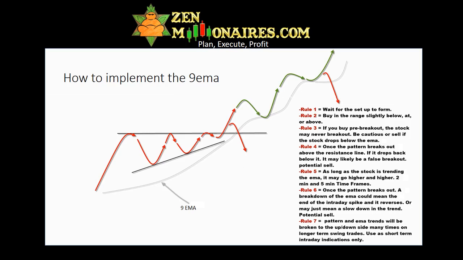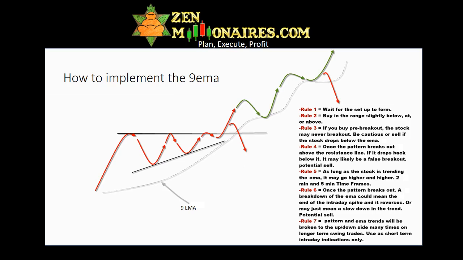Rule number 2, I like to buy in the range slightly above the line or above the resistance, maybe just a little bit below if I see the volume rising a lot. But usually I wait until there's a breakout on the line of the resistance. Rule number 3, if you buy pre-breakout, like I said, the stock may never break out, or it may be a while before it does. So be cautious, or sell as soon as the stock drops below the 9 EMA.